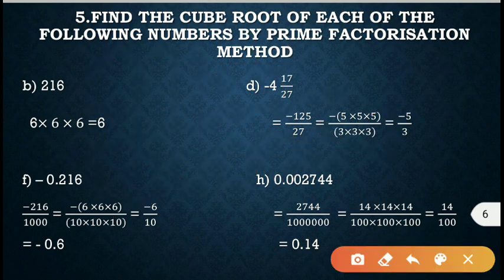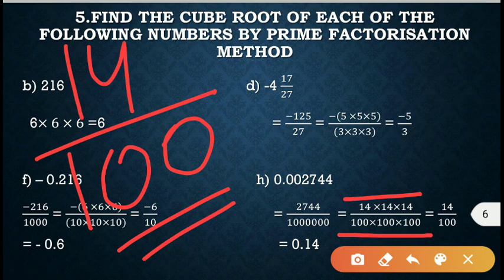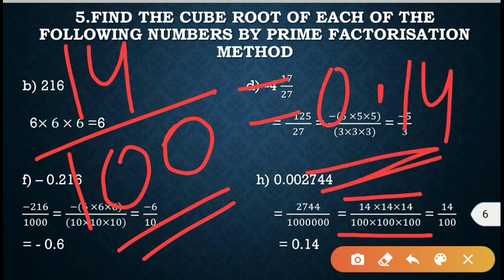This will give you the pair of 14, and in the denominator it will give you a pair of 100. So from the numerator write 1 time 14, and from the denominator write 1 time only 100. This can also be your answer, but if you want to convert your answer into decimal, this can be written as 0.14. This is your answer.